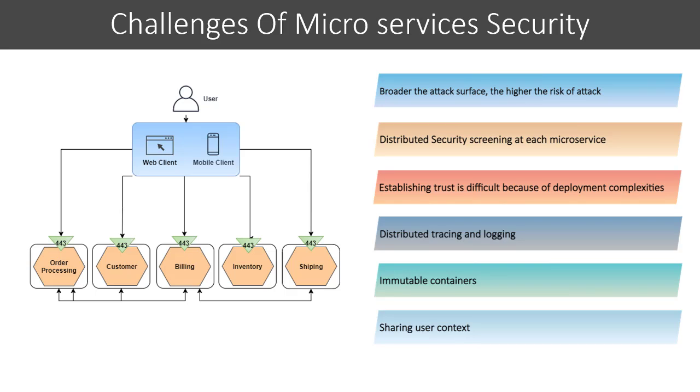In a monolith application, all components shared the same web session, through which they shared the user context. Sharing user context across independent stateless microservices is difficult. The user context needs to be passed across microservices securely. JSON Web Token, also known as JWT, is one way of doing it.